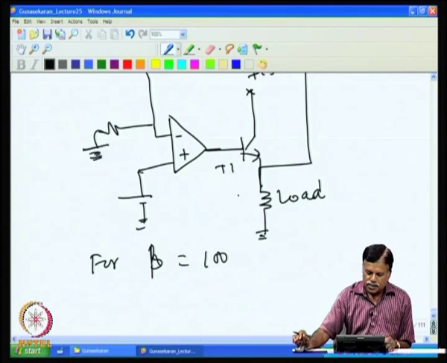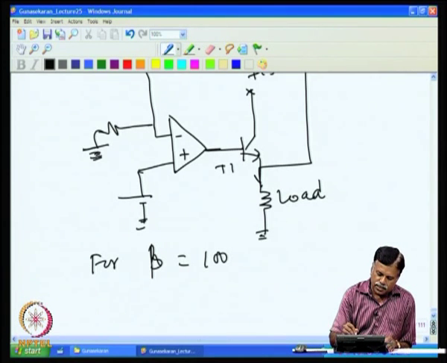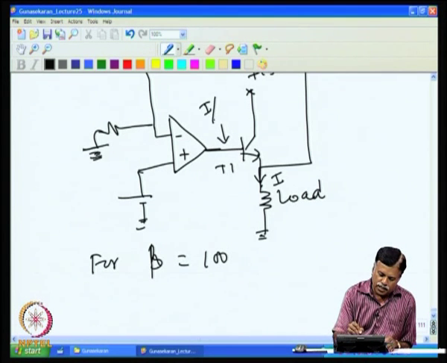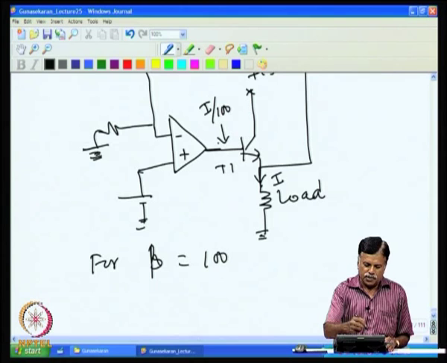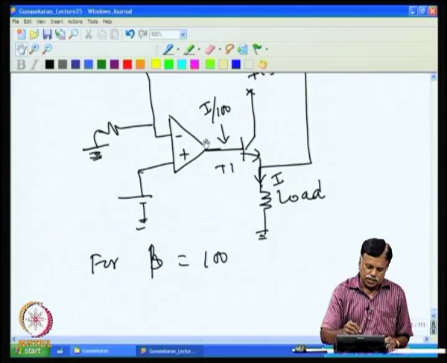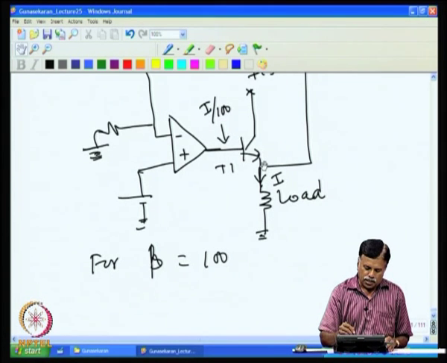If beta is 100, then we know that the load current and the output current of the op amp are related by beta, so I by 100. So, for a load current of I, the output current of the op amp is very small, 100 times lower. So, now the output voltage error we have to compute only for this reduced current, not for this current. For example, if I have 1 ampere current here and if HFE is 100, then you will have only 10 milliampere current, which the operational amplifier can give. So, we have to compute the output current error only for 10 milliampere.